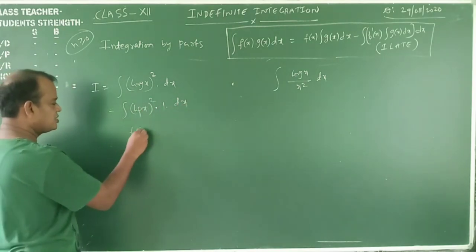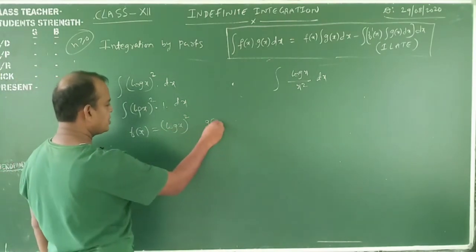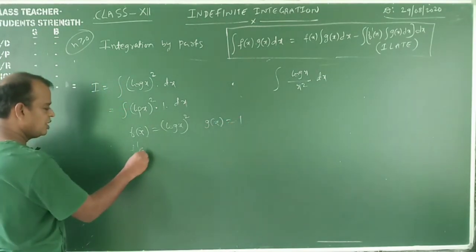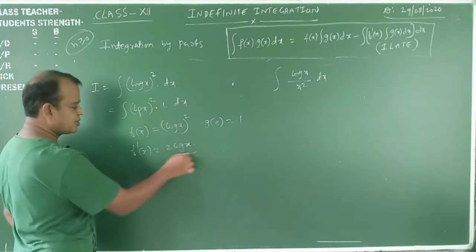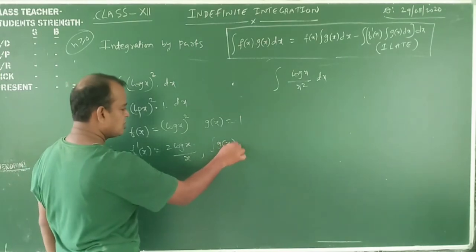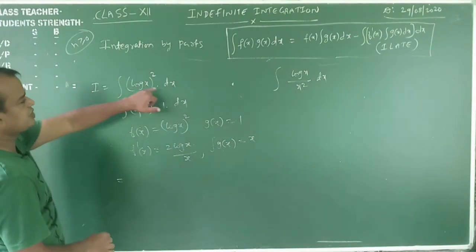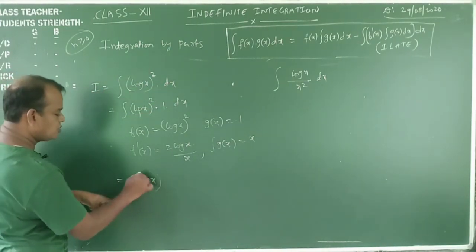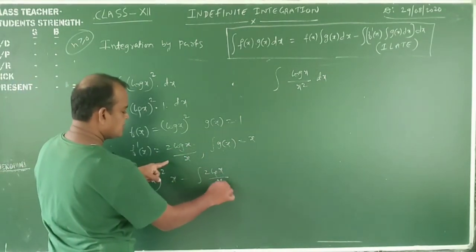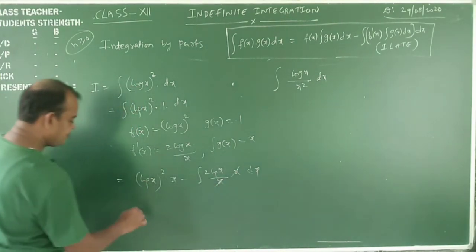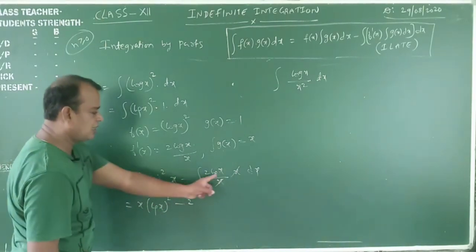Here f of x is equal to log x whole square, g of x is equal to 100% 1. What is the derivative of this one? f dash of x is equal to 2 log x into the derivative of log x, 1 by x, that is 2 log x by x. Integral of g of x means how much? That equals x. Now substitute: f of x means log x whole square into integral means x, minus derivative 2 log x by x into x dx. x cancels. x into log x whole square minus 2 into integral of log x dx.